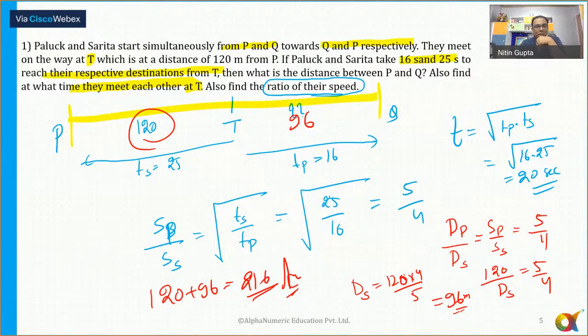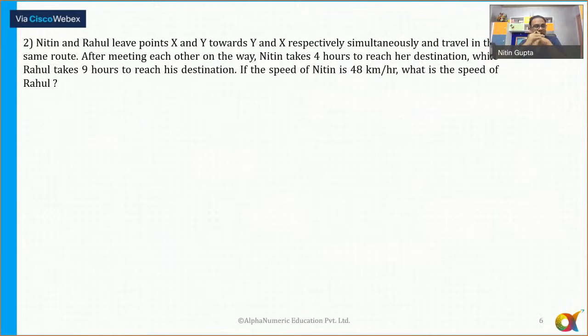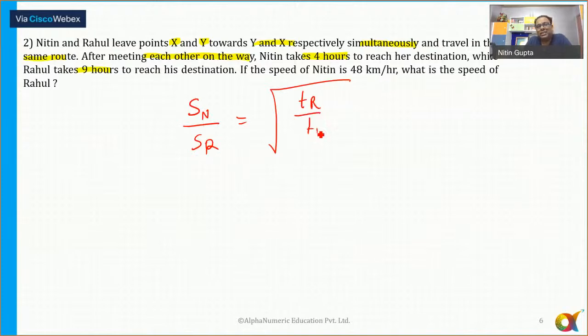Okay. Now, just see a few more applications of all this concept which we have discussed. Now, try this question here. Let's see. It says Nitin and Rahul leave points X and Y towards Y and X respectively simultaneously. So they started at the same time and travel on the same route. After meeting each other on the way, Nitin takes 4 hours while Rahul takes 9 hours. So after meeting, it is given. So I can say speed of Nitin upon speed of Rahul is equal to the square root of time taken by Rahul upon time taken by Nitin.